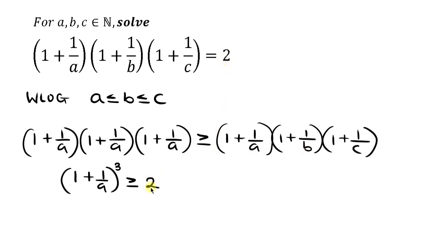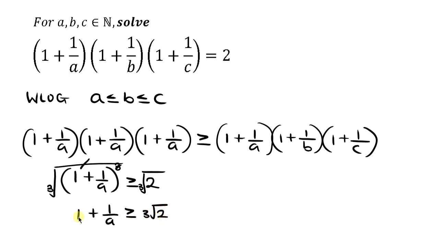Cool. Our next step will be to remove this power of 3 by taking the cube roots of both sides. So I'm going to take the cube root of the left-hand side, and I'll also take the cube root of the right-hand side. The cube root cancels off the cube, so that we have 1 + 1/a bigger than the cube root of 2.